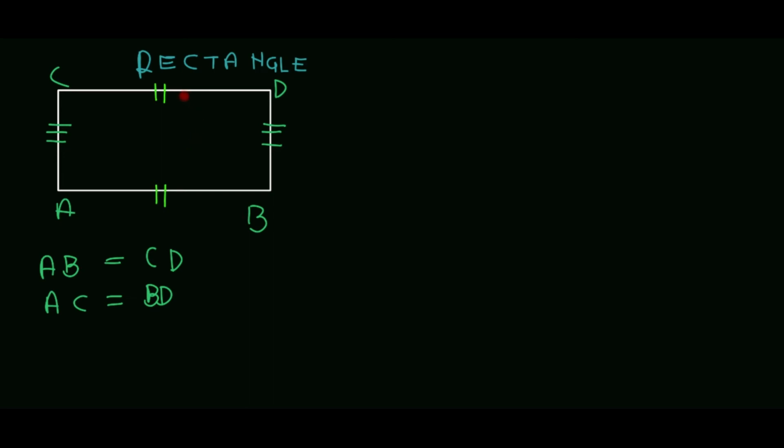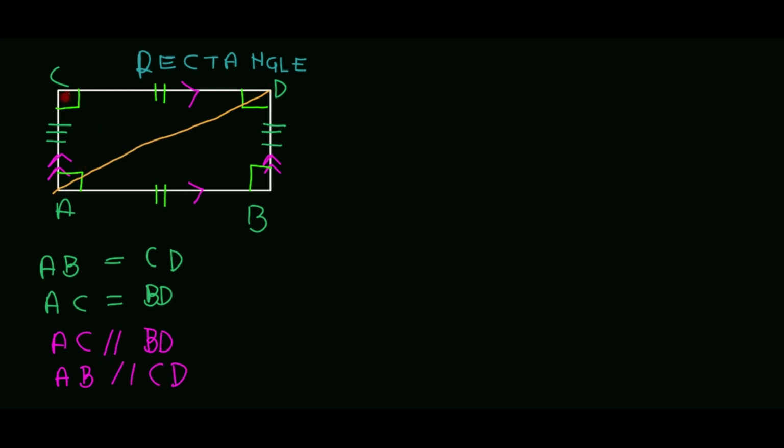And then another thing: opposite sides are parallel. So this one and this one, they are parallel. So AC is parallel to BD and AB is parallel to CD. And then another thing, all corner angles equal 90 degrees, just like the square. So all corner angles are 90 degrees. And then again, diagonals bisect.